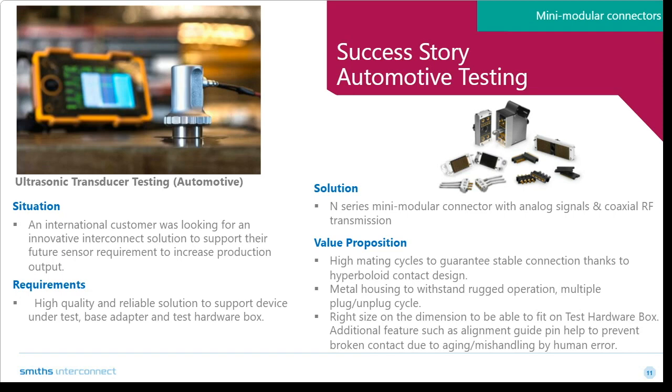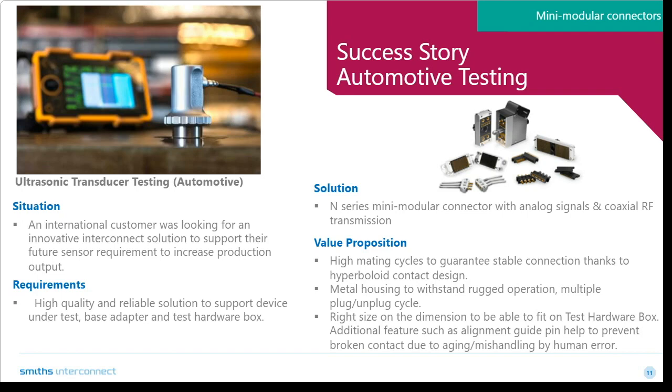Additional features such as an alignment guide pin would ultimately help to prevent broken contact due to aging or mishandling, due to human error. If you bundle all these things together into one connector, they felt that across the entire life cycle, as I said, from initial purchase price to the cost of installation, to the cost of operating, to the cost of non-operating or a poorly operating connector, this is the best solution that they could get in the market, and therefore they chose the N-series for this application.